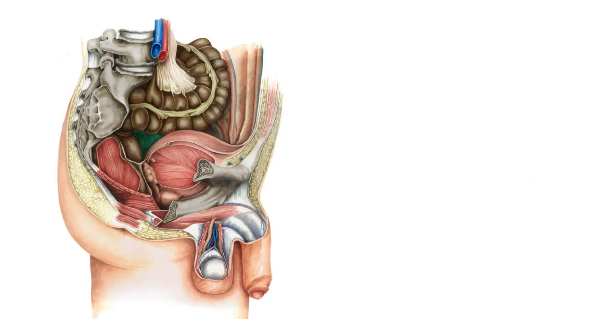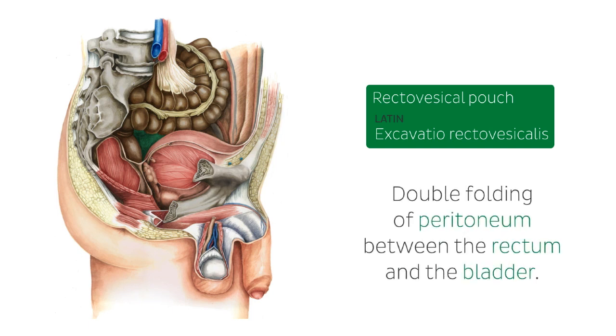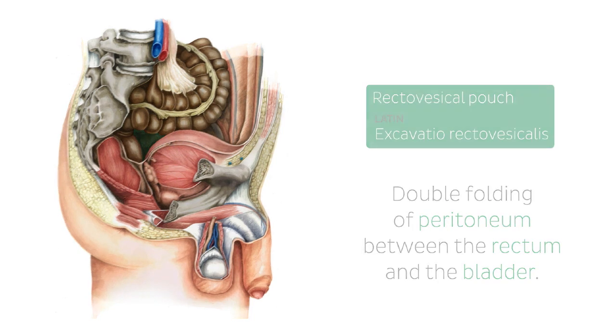Now you see this one highlighted in green. This is the rectovesical pouch, as you can clearly see here, highlighted in green. And also, as the name indicates, in the male pelvis, the rectovesical pouch is a double folding of peritoneum between the rectum and the bladder, as you can see here. So this is the rectum, and as I mentioned before, this is the bladder. We're now ready to move on to the next set of structures.